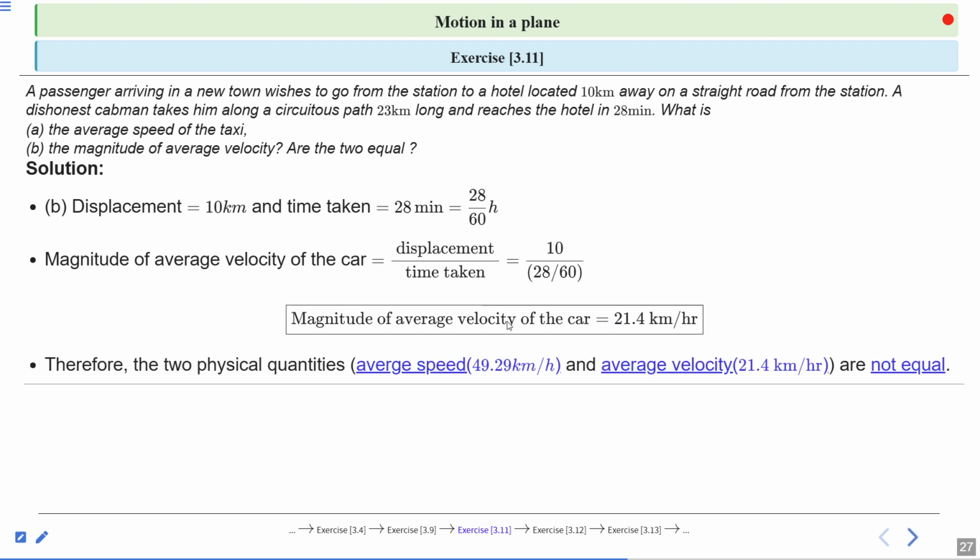Now, therefore the two physical quantities, average speed that is 49.29 km per hour and average velocity 21.4 km per hour, are not equal. Both are different. Clear?